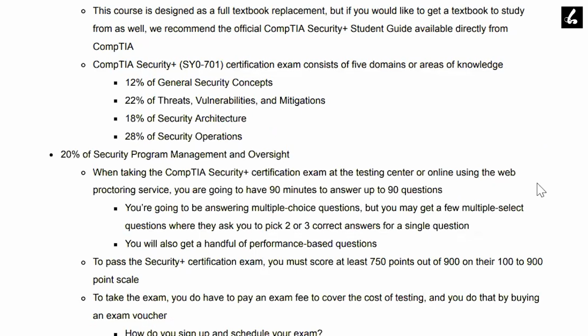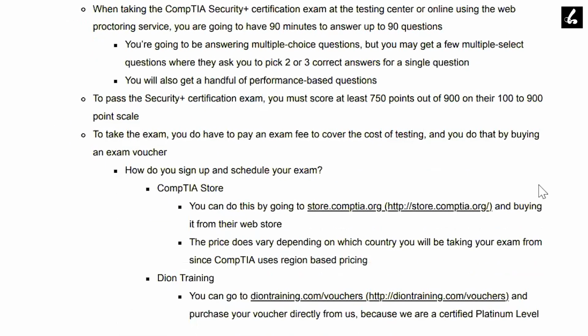First of all, you should have the idea of what the exam consists of. You have multiple choice questions, and you need to pick 2 to 3 correct answers for a single question. To pass the security exam, you have to score 750 points out of 900. And to take the exam, you have to pay the exam fee.